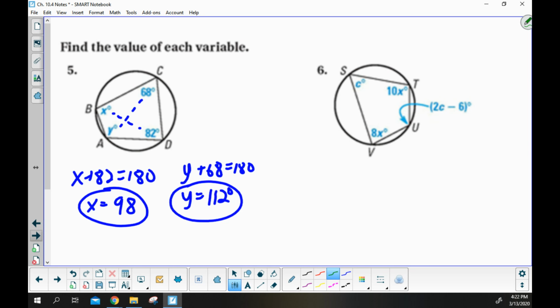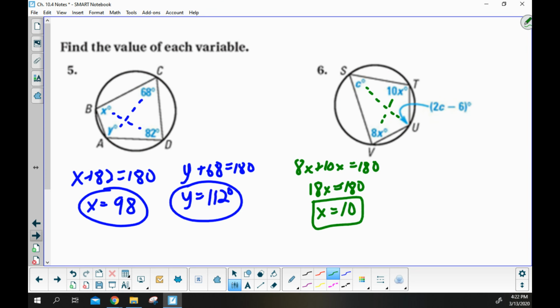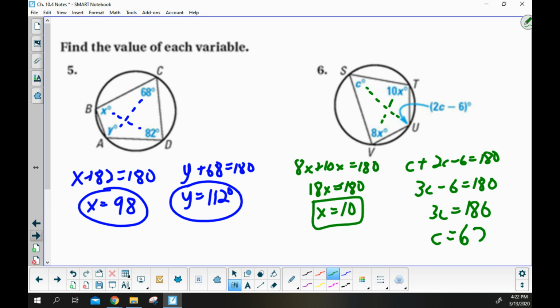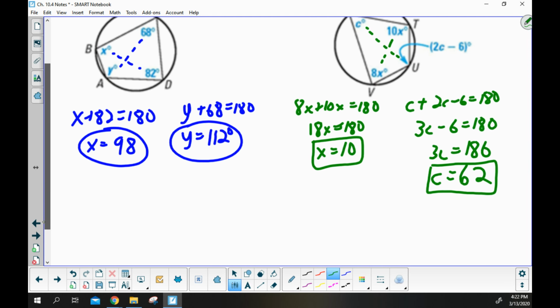And now this next one, number 6, brings in a little more algebra. We have c and 2c minus 6 and 8x and 10x. I'm going to start with the x's. 8x plus 10x equals 180. 18x equals 180, so x equals 10. And then c plus 2c minus 6 equals 180. So 3c minus 6 equals 180. 3c equals 186. Remember to add 6, not subtract it. So c in this case equals 62. And again, when you start seeing some of these problems, you probably will see a system of equations in this one.